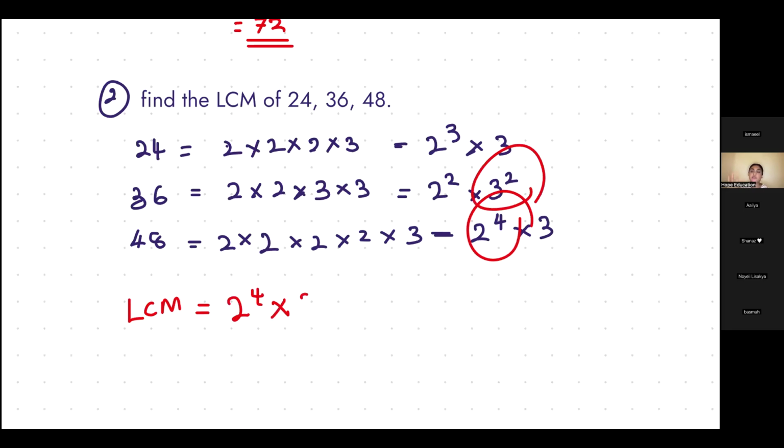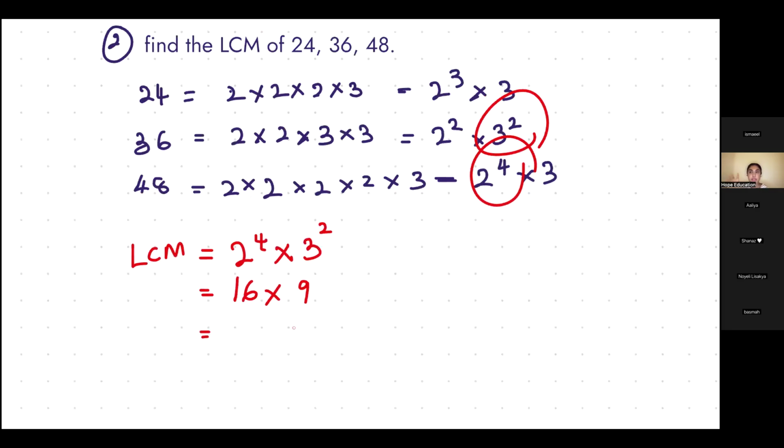So 2 to the power 4 means 2 times 2, 4, 4 times 2, 8, 8 times 2, 16. 3 to the power 2 is 3 times 3, which is 9. 9 times 6 is 54, 5 remaining. 9 times 1 is 9, 10, 11, 12, 13, 14. So I already got the answer in the chat box. A few of you have put the answer already. I hope that's clear to all of you. Give me a thumbs up.